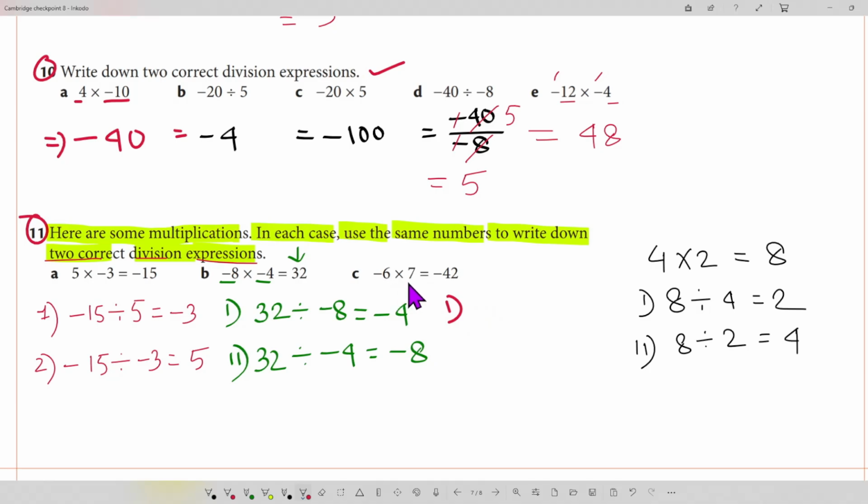Again, number C, minus 6 times 7 will be minus 42. So minus 42 divide 7, we will get minus 6. Same, minus 42 divide minus 6, we will get plus 7. So this is up to 11.